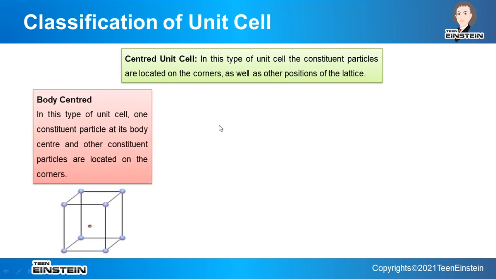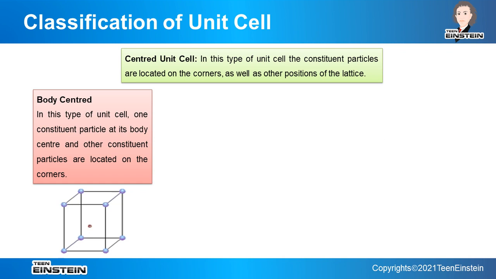Body center. So from the name you can understand that one constituent particle will remain at the body center. So this is the body center. Yes, it looks different. So this is one type of atom, ion or molecule, or this may be another type. So that is why it is different. But here in the body center there will be a particle, and these corner particles are already there, just like primitive. So that is common. So as if after primitive unit cell we are adding something more.